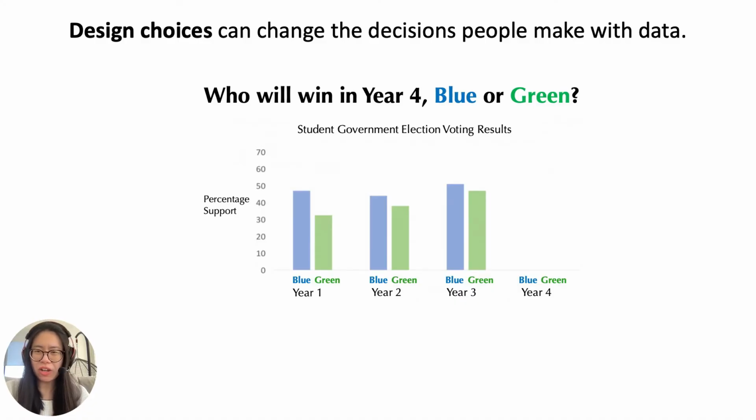So last but not least, design choices can also change the decisions people make with data. Looking at this chart, which shows the student government election voting results for two parties, blue and green, over the past 3 years. The y-axis shows the percentage support they received. Now, who do you think will win in year 4?